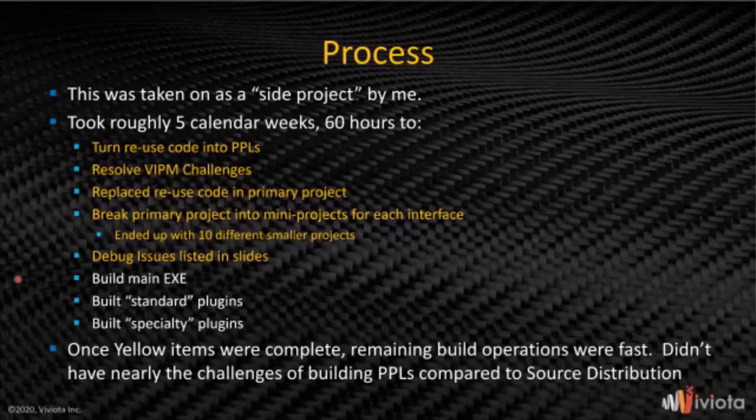And to do this, I resolved the reuse code stuff with PPLs, resolved the VIPM stuff, replaced the reuse code in the primary project, broke the primary project into mini projects for the different interfaces, ended up with about 10 different smaller projects for the different interfaces and plugins, debugged issues listed in the slides, then started rebuilding and testing everything. Once the yellow items were completed, the final stuff ended up being pretty fast. Didn't have nearly the challenges of building PPLs as I did with the source distributions.